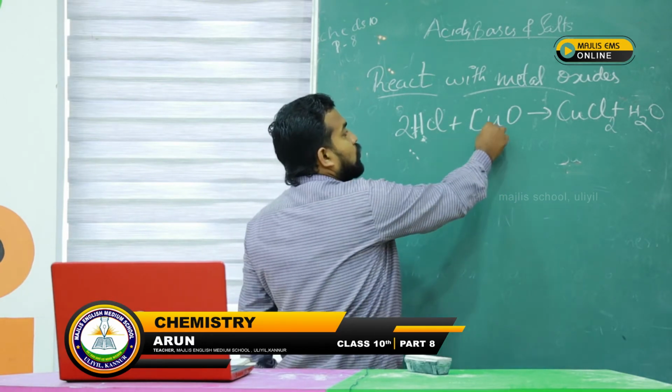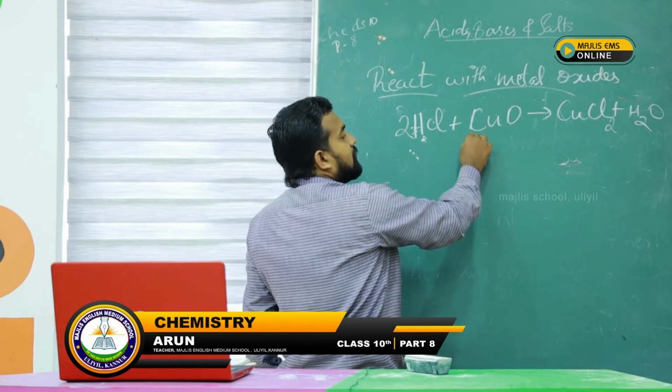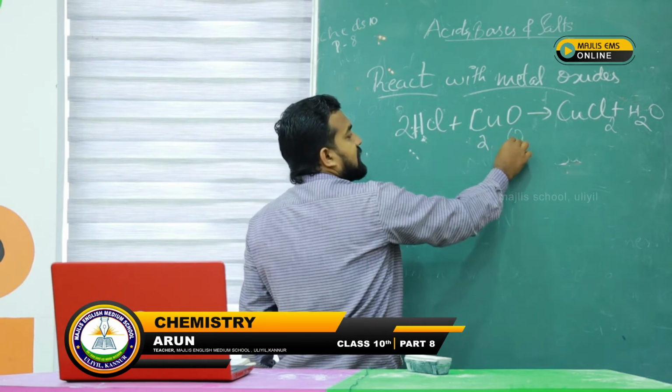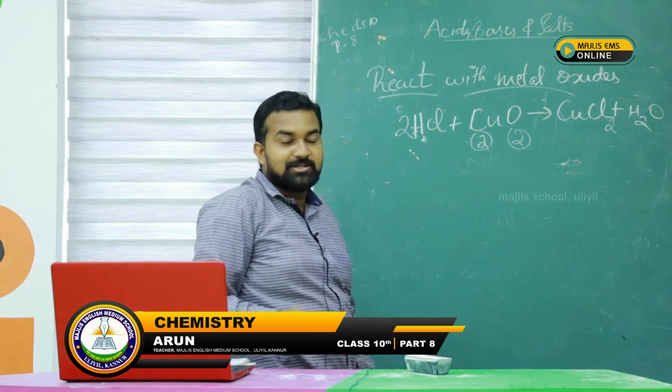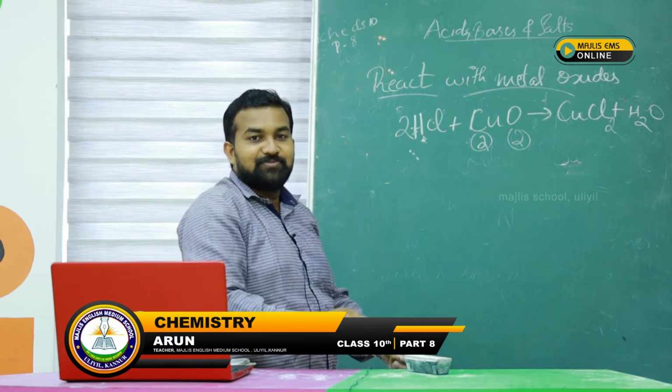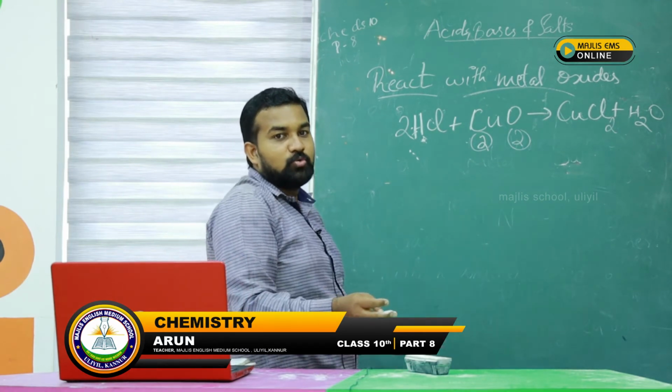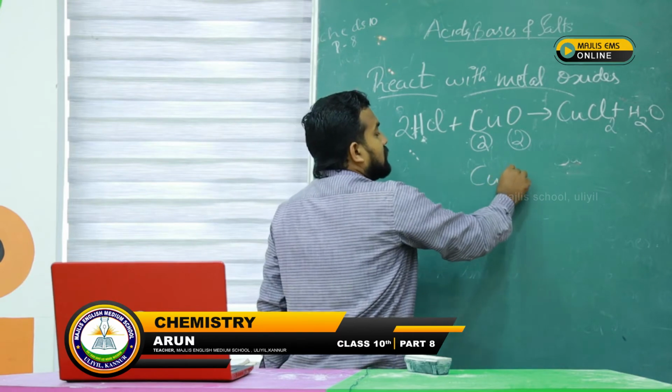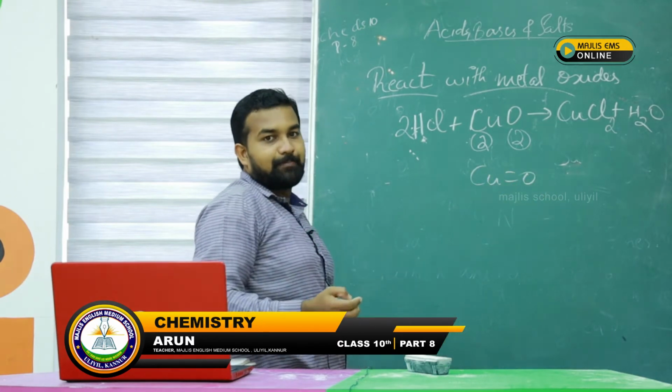And why is it CuO? Because copper is having valency 2, oxygen is also having valency 2. They both have 2 hands. Both hands are connected with each other, so they are happy. Cu double bond O. They are happy.